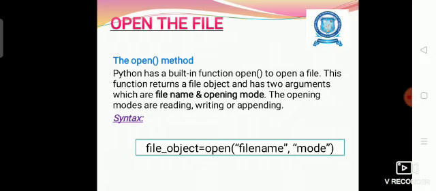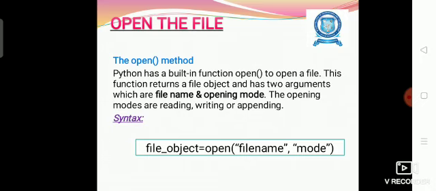This method has two arguments. First one is the file name, second one is the file opening mode. The opening mode specifies the mode of operation, whether we want to open the file for read operation, write operation or appending operation. That mode is represented as the second argument.